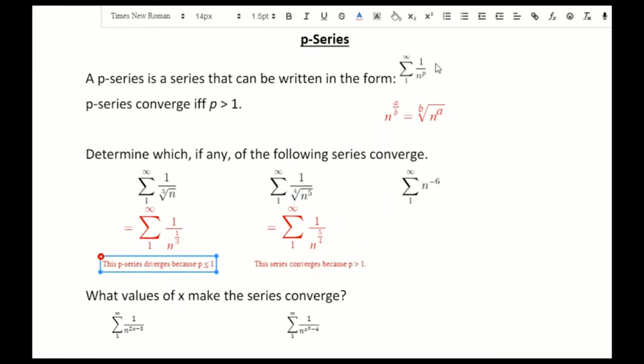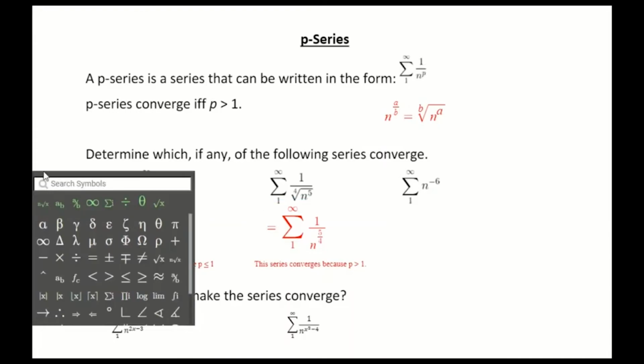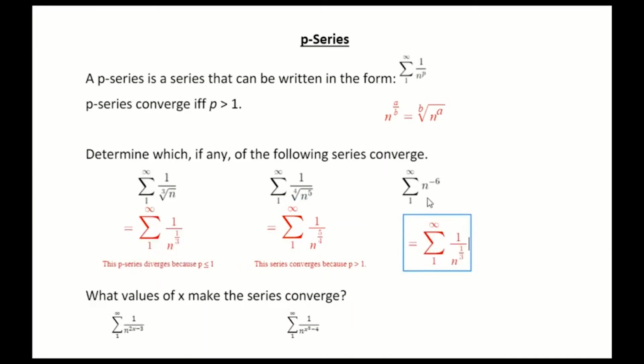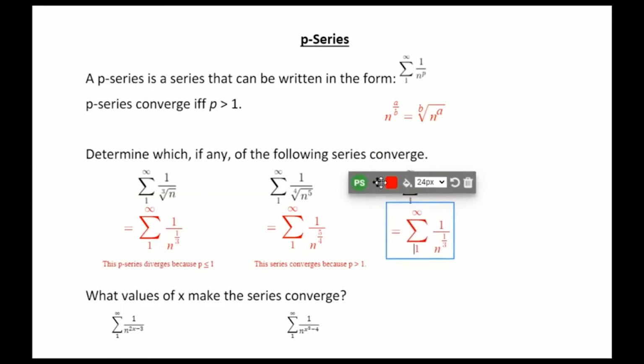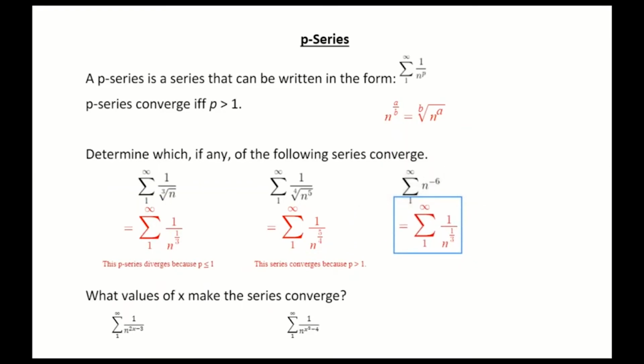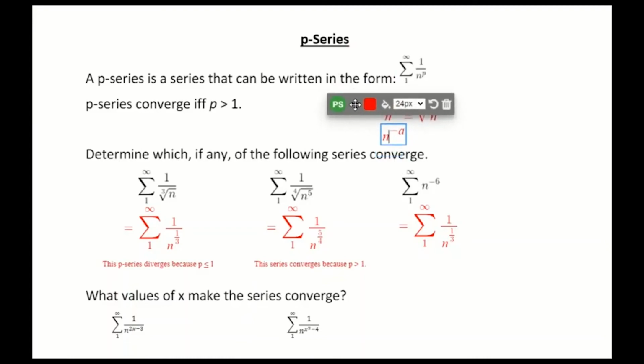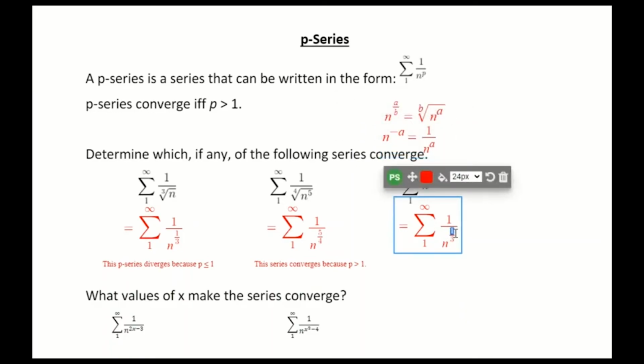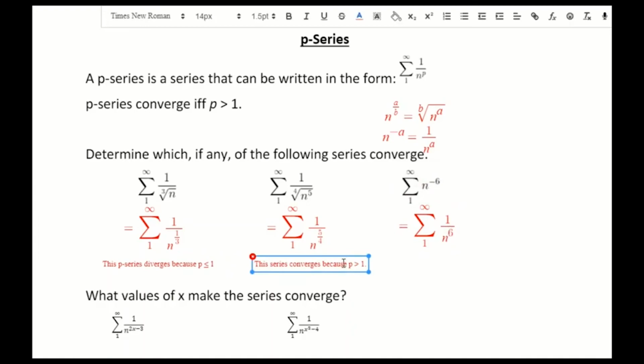Finally, we got another one that again doesn't look exactly like this. Sometimes it does look exactly like this and you don't have to do any algebraic manipulation, but most of the time it's going to look a little different just to test your algebra skills. When you have a negative exponent, once again, we got another exponent property. If I have n to the power of negative a, that's equivalent to 1 over n to the positive a. So if I have n to the negative 6, that'd be the same thing as saying 1 over n to the 6th. Since 6 is bigger than 1, we can say that this series converges.